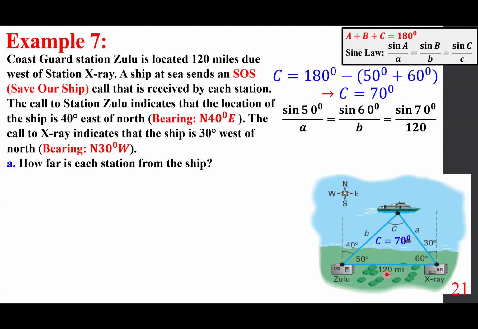So this is 70 degrees, and this is the sine law. As you can see, A is missing, so is B. We can find them. So we're going to use this one with the first one to find A. A is the distance to X-ray, and then we're going to use this with this one to find the distance to Zulu. So for now, ignore that. So what is this? Cross product, right? Cross product means 120 times sine of 50 is A times sine of 70. Therefore, A is 120 sine 50 divided by sine 70.